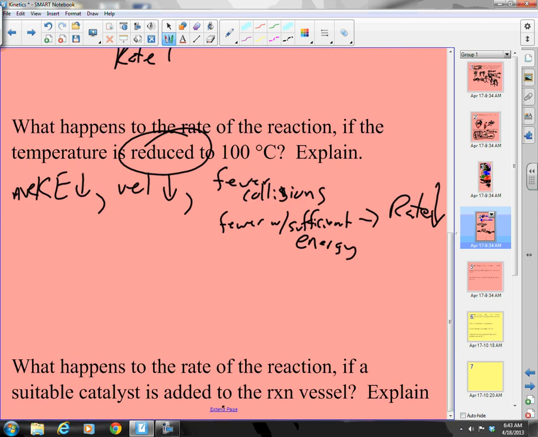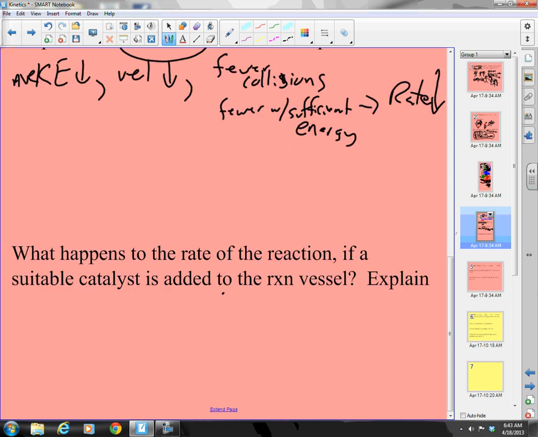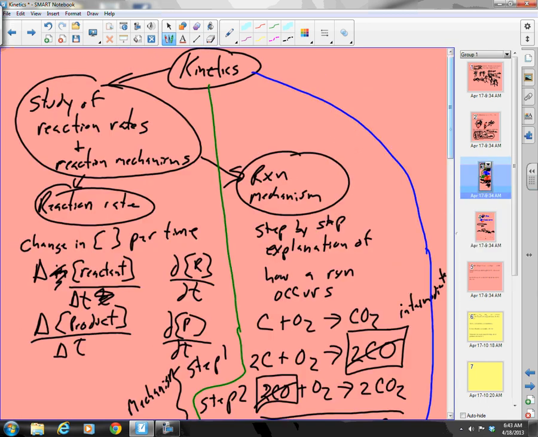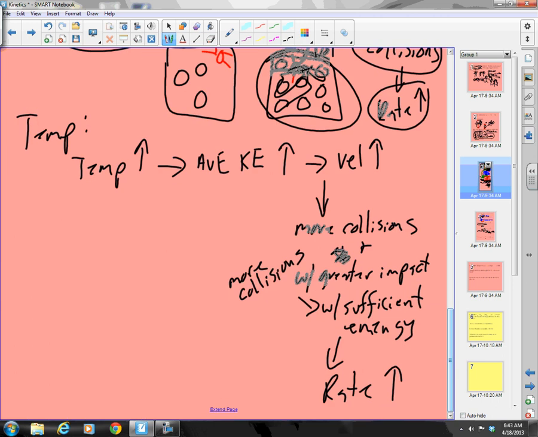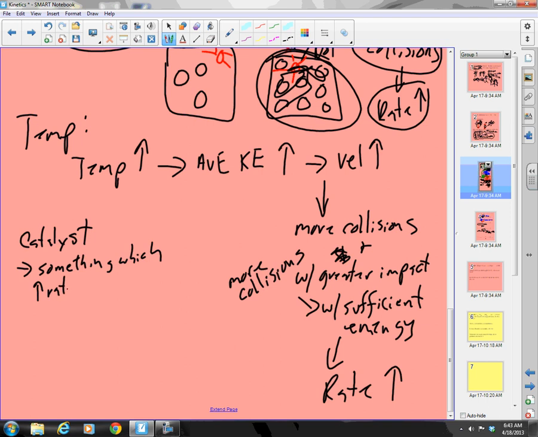What happens to the rate if a suitable catalyst is added? Okay, let's talk about catalysts. Catalysts are easy. The fourth thing that can affect our rate: catalyst. Okay, first of all, what is a catalyst? It is something which increases the rate of reaction, but which is not consumed in the reaction.